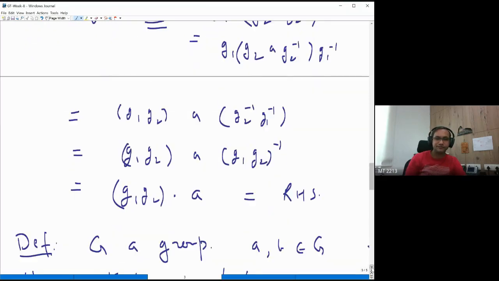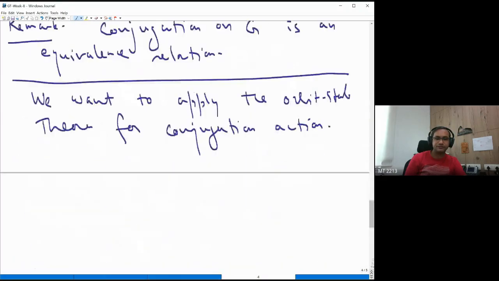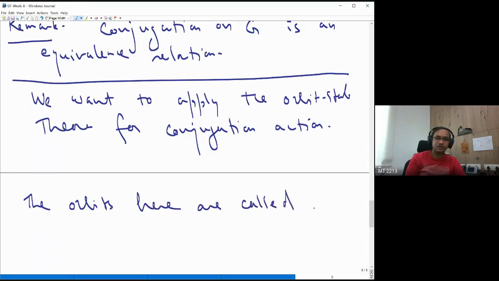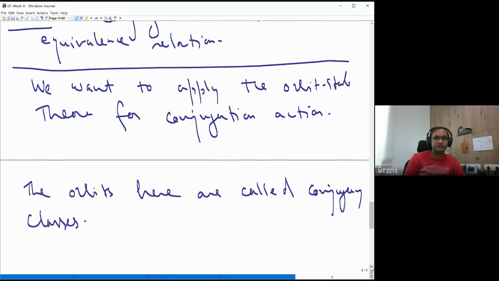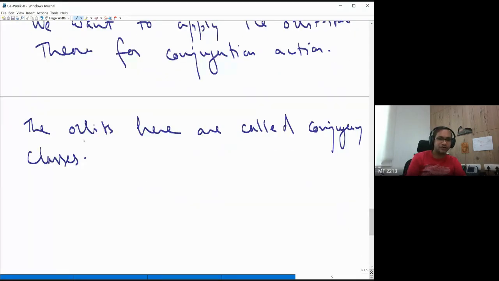The orbits here are called conjugacy classes. So orbits or equivalence classes, you can also say that these are equivalence classes.